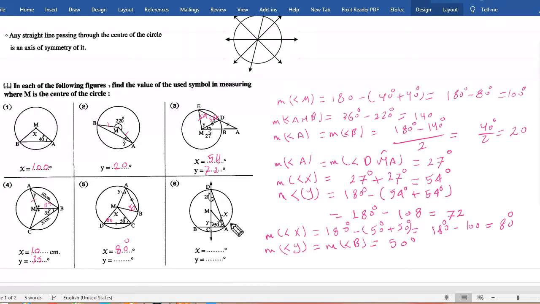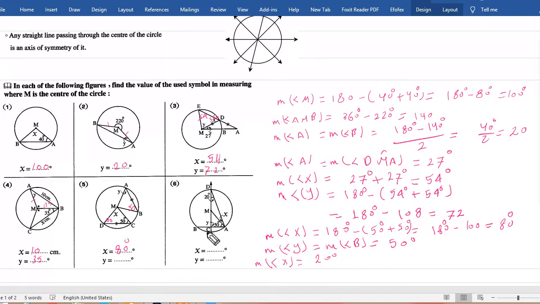Value of x. MA equals MD. Then the triangle is an isosceles triangle. Then the measure of angle x equals the measure of angle MDA, which equals 20 degrees. Find the measure of angle y. The measure of angle y equals what?